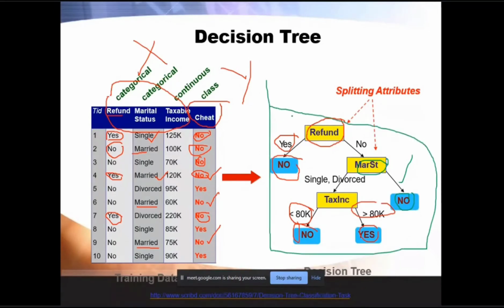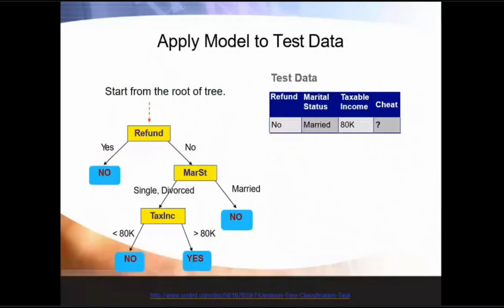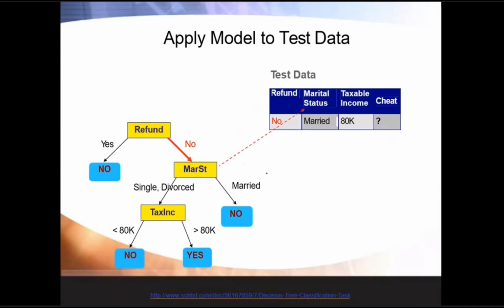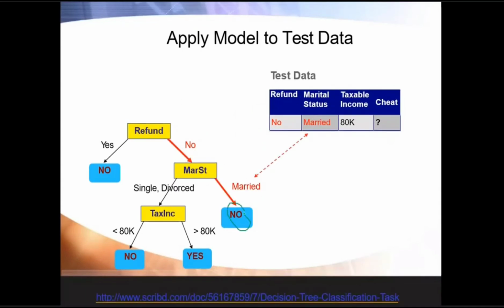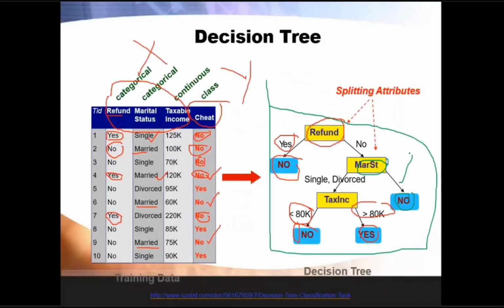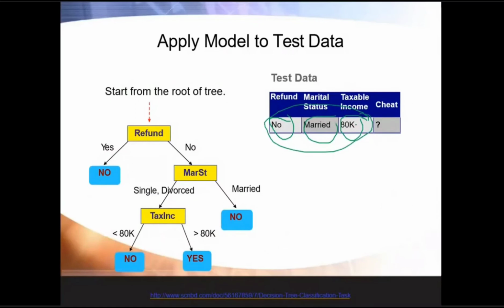Then now I am giving a sample input. Refund was no, marital status was married, and taxable income was 80K. So refund was no, which is entered here. Then marital status was married, which is entered here. Then the result was no. So these 10 data are for training, and this data is for testing.